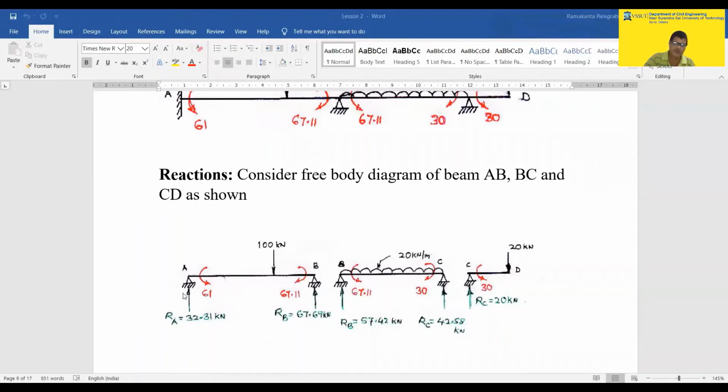So take moments about A and find the value of RB, then RA. Similarly, taking moments about B, find the value of RC, then find the value of RB. This RC is equal to 20 and this is equal to 42.58. Now if you combine, what is the total RC? Total RC will be 42.58 plus 20, that is 62.58. Here the total RB will be 67.69 plus 57.62.